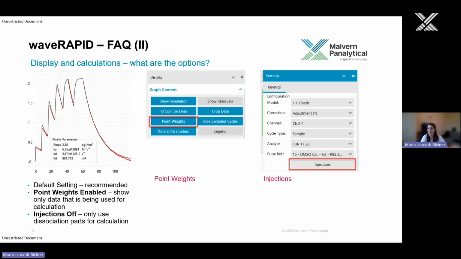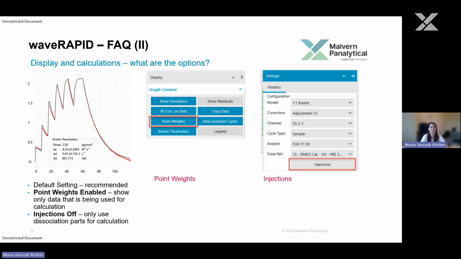Another question that is actually combined to this one. Okay, so as default, we are only using dissociation parts, but what if I want to see this data? Or what if I would like to use this data for my analysis? These are the options. So I would like to show you the option of point weights and injections here. Yes, you can also use association parts.